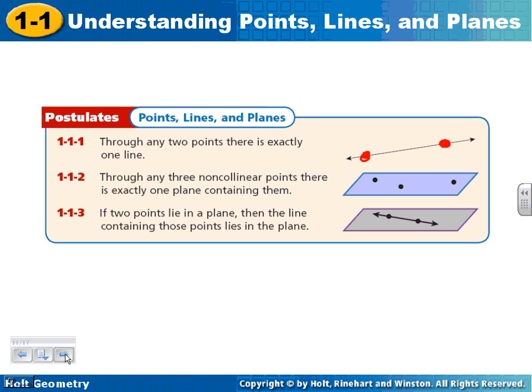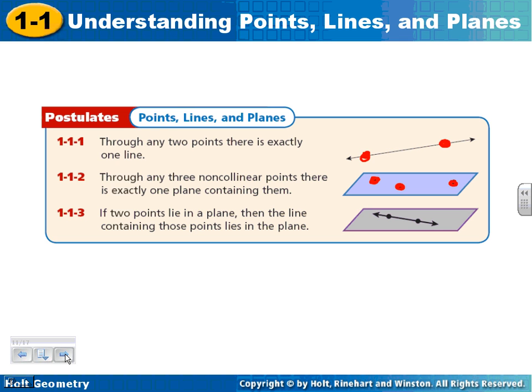The second postulate, 1-2. Through any 3 non-collinear points, there is exactly one plane containing them. So here's point 1, here's point 2, and there's point 3. I can only put one plane through all 3 of them. Think of a tripod. A tripod has 3 legs. There's 3 points touching the floor.